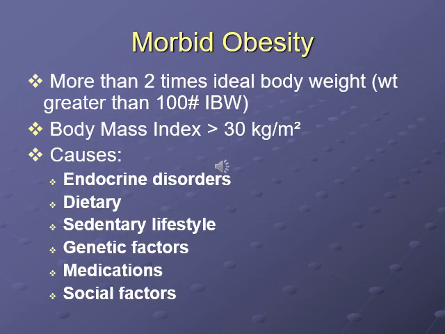Morbid obesity. Patients with morbid obesity have 2 times greater risk of dying early. There are different qualifications and equations to determine if they have morbid obesity, but more than 2 times ideal body weight, or a body mass index greater than 30. Again, body weight greater than 100 pounds over their ideal body weight. There's different ways that we can quantify that. Just know that even if a BMI of 25 to 29 is overweight, certainly once we get to 30 or greater, they would qualify as morbid obesity.